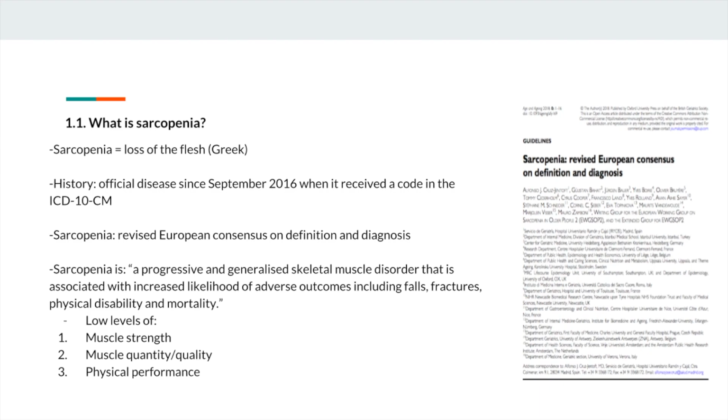According to their definition, sarcopenia is a progressive and generalized skeletal muscle disorder that is associated with increased likelihood of adverse outcomes including falls, fractures, physical disability, and mortality. Sarcopenia is defined as low levels of muscle strength, muscle quality, and physical performance. With aging, protein production and certain hormone levels, such as testosterone and IGF-1, significantly drop, which causes a decrease in muscle fiber, both in number and size. This leads to loss of skeletal muscle mass and development of sarcopenia.